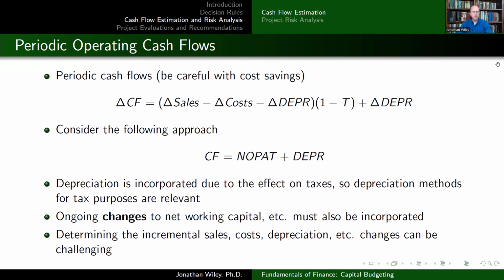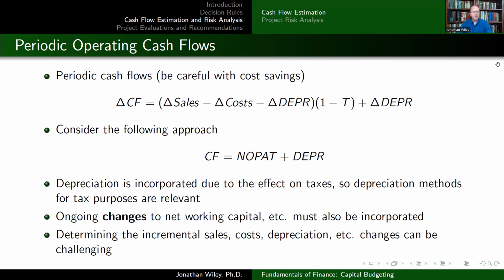So as a general process, basically what you're going to look at is whatever change in sales is being produced by the project, or changes in revenues, minus whatever changes in costs, minus whatever changes in depreciation. You take that whole amount and you multiply it times 1 minus the tax rate. So you find essentially the amount after tax. Then you add back that change in depreciation.